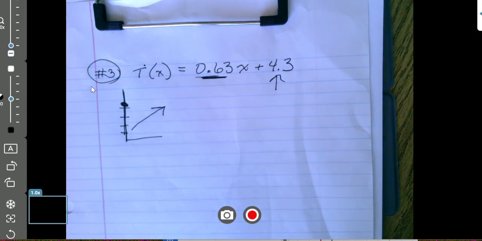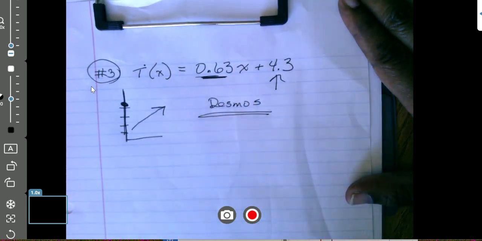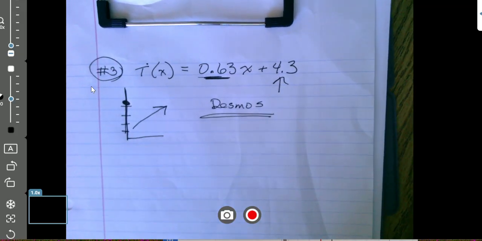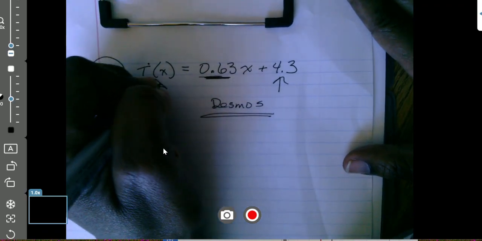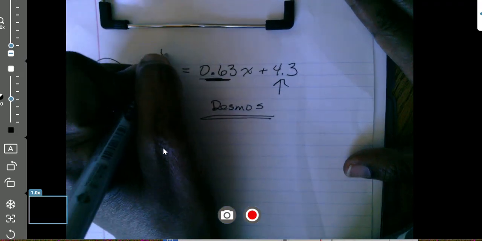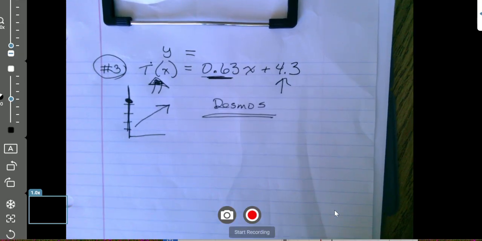If you forget all of that, I done said this word so many times that I can't say it enough. Put it in the calculator. Again, please. Do not type this as t of x. Type it as y equals. Call me if you need me. I'm moving on to number 4.